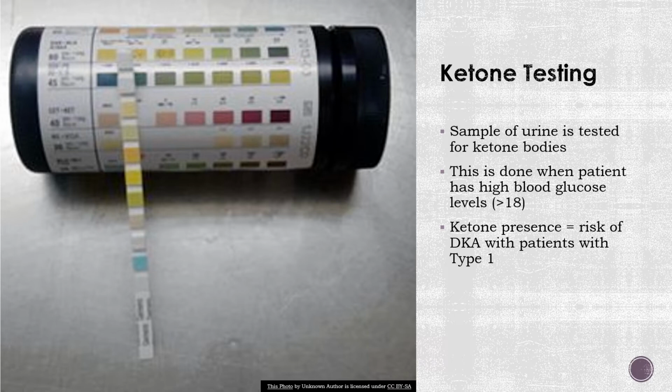Ketones are produced when the body burns fat for energy or fuel. They're produced when you lose weight or do not have enough insulin to help your body use sugar for energy. Without enough insulin, glucose builds up in your body and cannot be taken up by the cells. Since the body is unable to use glucose for energy, it starts to break down fat instead. When this occurs, ketones form in the blood and spill into the urine. The presence of these ketones indicates the risk of diabetic ketoacidosis, also called DKA, in type 1 patients.